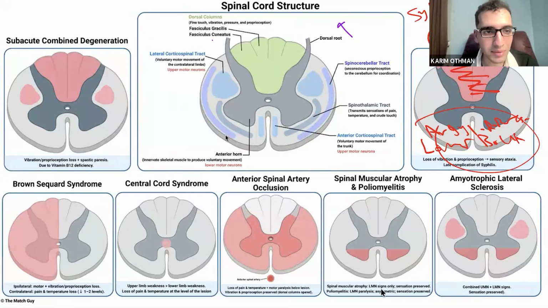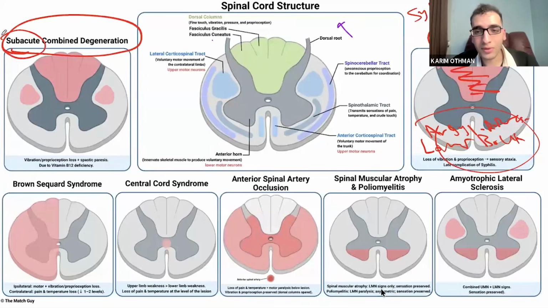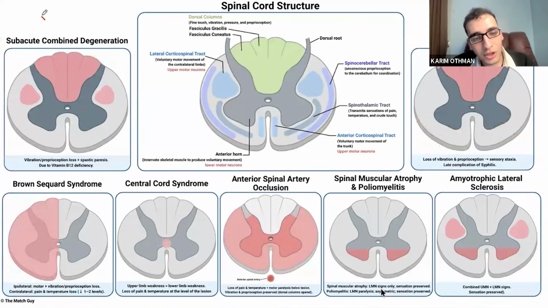Only affects the dorsal column. Okay. Then we have a disease called subacute combined degeneration. From the name, it's called subacute because it happens a little bit progressively, combined because it affects the dorsal column and also the corticospinal tract combined with each other, the dorsal column and the lateral corticospinal tract. And it will happen usually from a specific vitamin deficiency, which is vitamin B12.